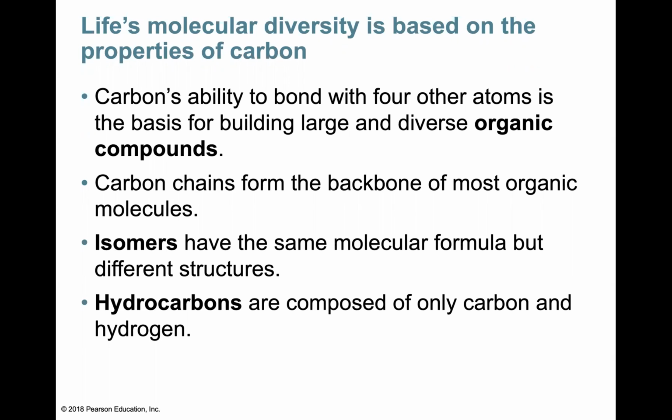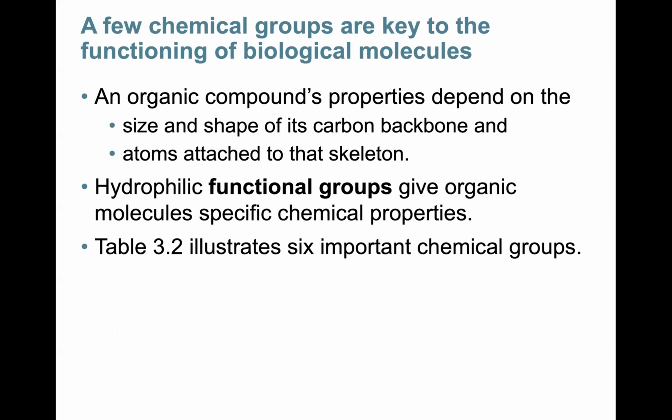From our last discussion, we identified the chemical elements that are most abundant in living things. And so that's going to be the basis of these organic compounds: carbon, hydrogen, oxygen, and sometimes nitrogen, right? A few chemical groups are key to the functioning of biological molecules. Organic compounds' properties depend on the size and shape of the carbon backbone and the atoms attached to its skeleton. So we have hydrophilic functional groups, which give organic molecules specific chemical properties.